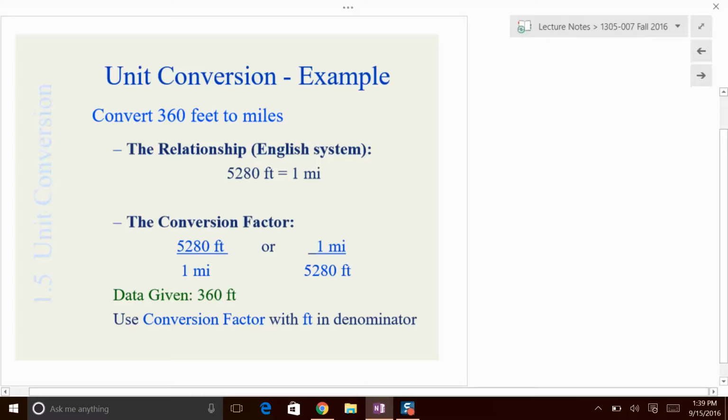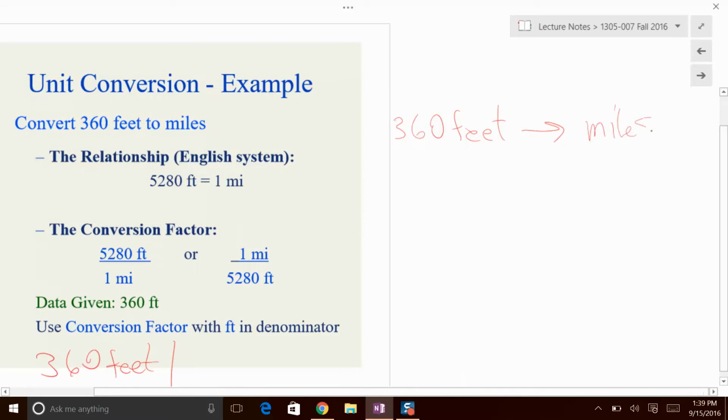360 feet to miles. Here's my conversion factor, 5,280 feet in 1 mile. So, I'm going to start with what I'm given, 360 feet. I could even look at it like this, 360 feet. They want me to convert it to miles. So that's the process.